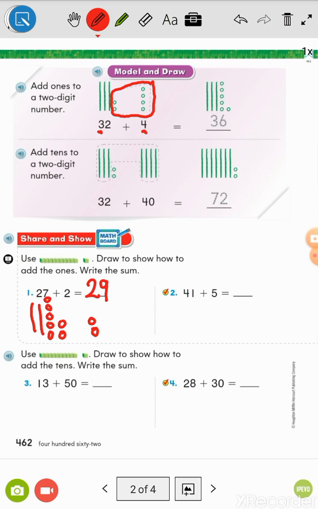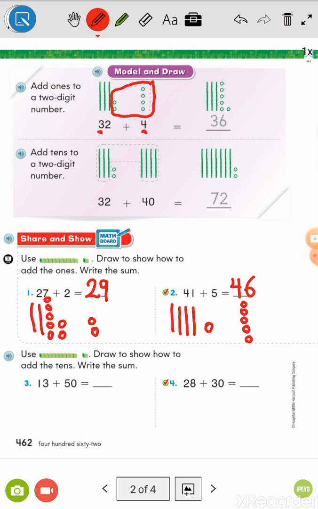41 plus 5. How can we draw 41? We can draw 4 lines and 1 circle. Plus 5. How can we draw 5? We can draw 5 circles. We write our numbers, lines, then circles. We have 4 lines. How many circles do we have in all? We are going to count all of them. 1, 2, 3, 4, 5, 6. So the answer is 46.